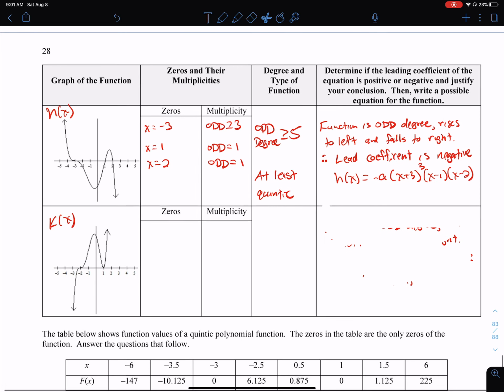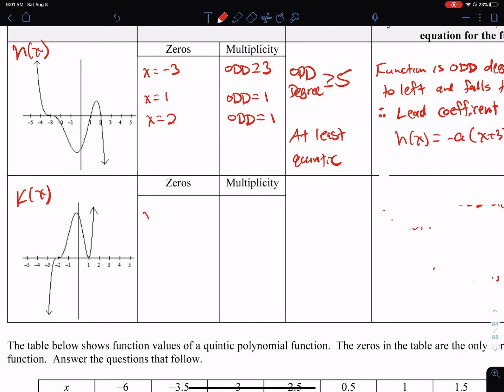Alrighty. K has zeros at negative 2 and 1. At negative 2, it's odd multiplicity that's at least 3 because it changes concavity. 1 is an even multiplicity because it's tangent. So we have a 0 at negative 2, 0 at positive 1. At negative 2, it is odd multiplicity of at least 3. At 1, it's even multiplicity of at least 2.